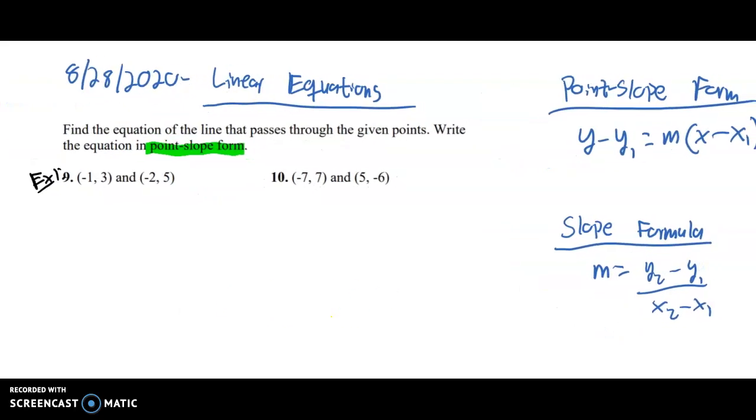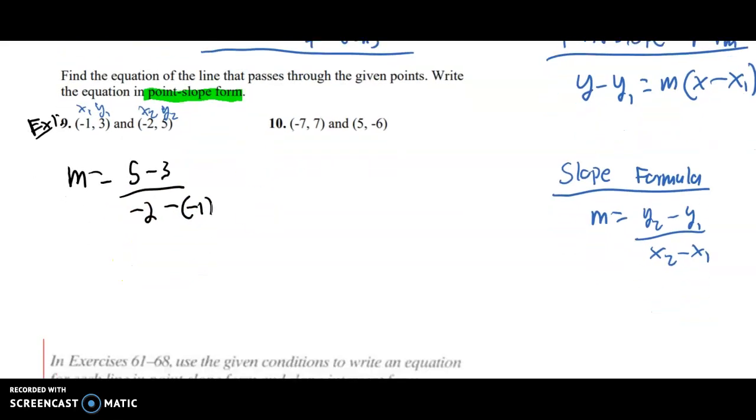First thing we need is our slope. We have 2 points, and we can actually use either point. I'm going to label x1, y1, x2, y2. Got 5 minus 3 over negative 2 minus negative 1. So 5 minus 3 gives me 2. Negative 2 plus 1 is negative 1. 2 over negative 1 is negative 2. So our slope is negative 2.